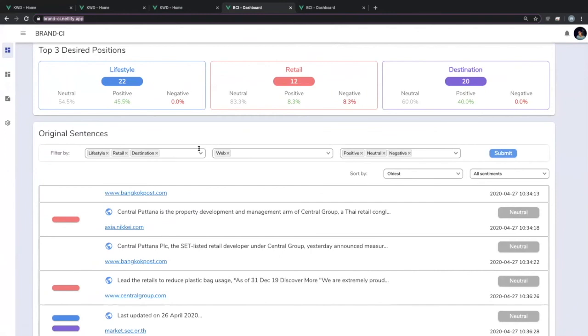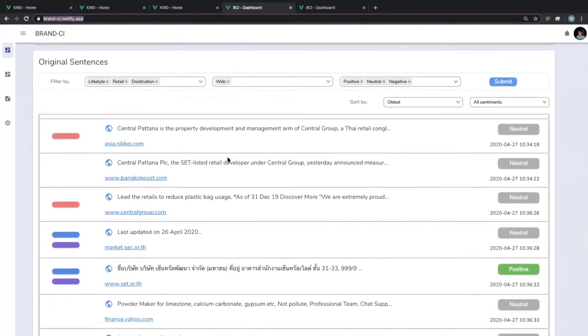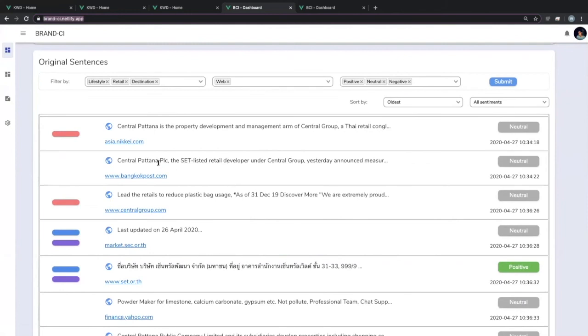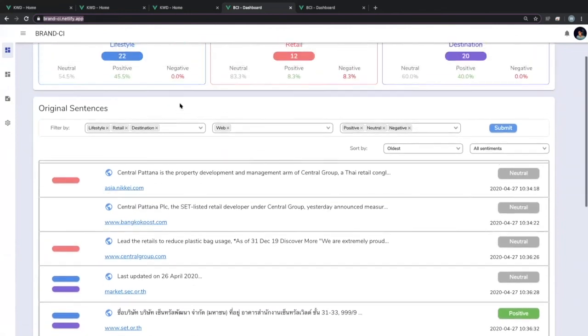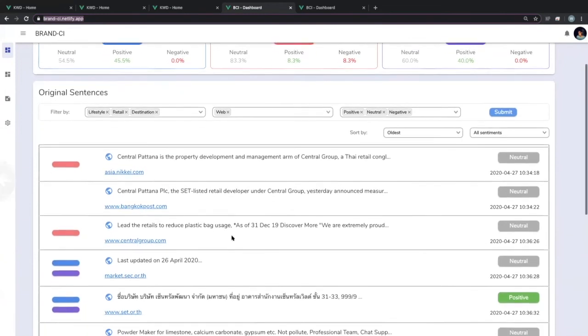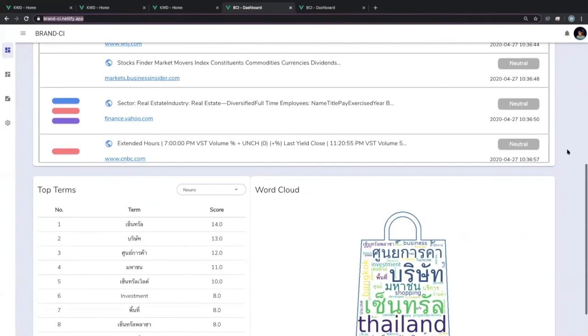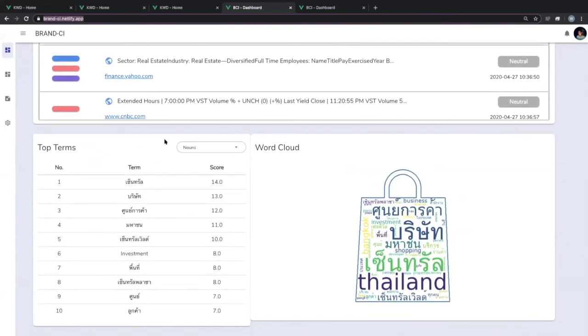And I can also check the articles that mentioned my brand, and in the article with aspect, I can see the value matched in each one. And I can know the top terms that relate to my brand as well under word count.